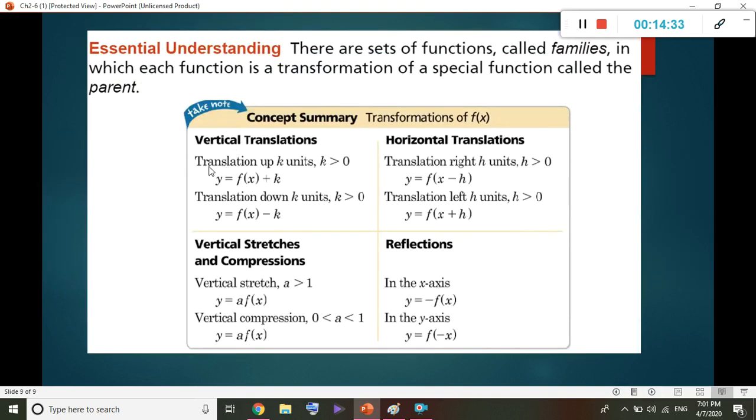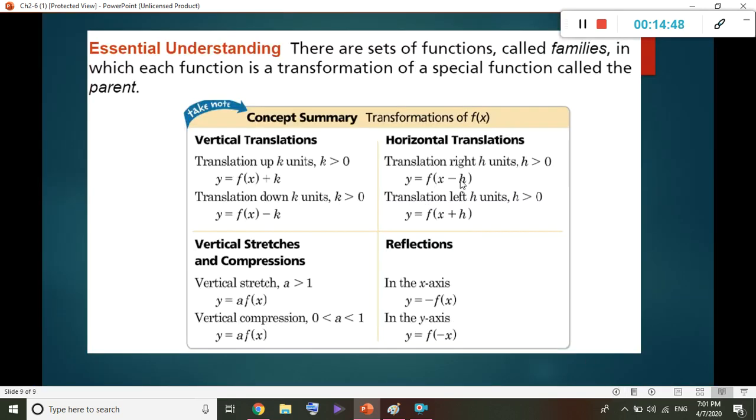We had the vertical translation. It means for the translation up k units we're going to add k outside the brackets, and down we're going to subtract k. For a horizontal translation to the right, you're going to subtract h inside the brackets, and when you translate left, you're going to add h inside the brackets.